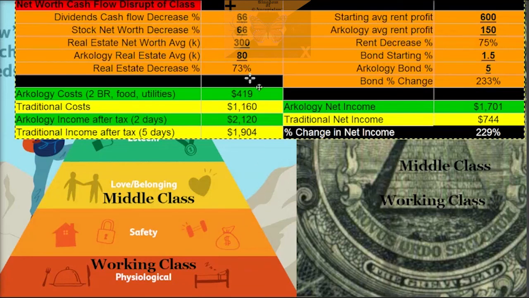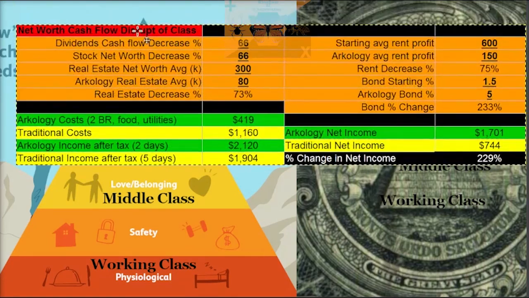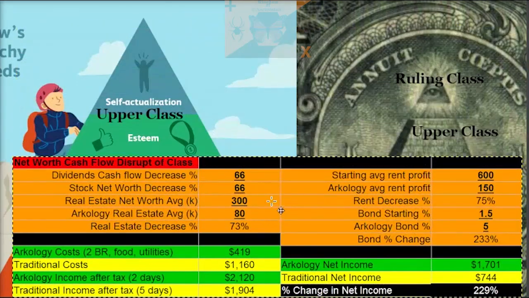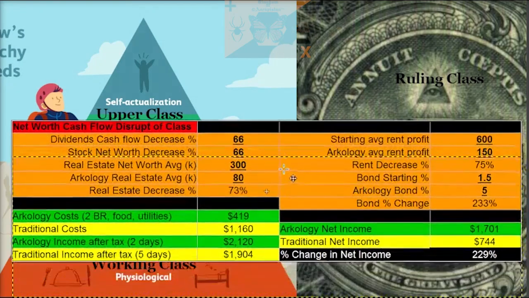So, I hope that makes everyone feel better. I hope that makes everyone a little bit less nervous about the disruptions to class that we can expect in the Arkology system. Because it will disrupt classes. It will disrupt the class system, and that's a good thing. That's fine.